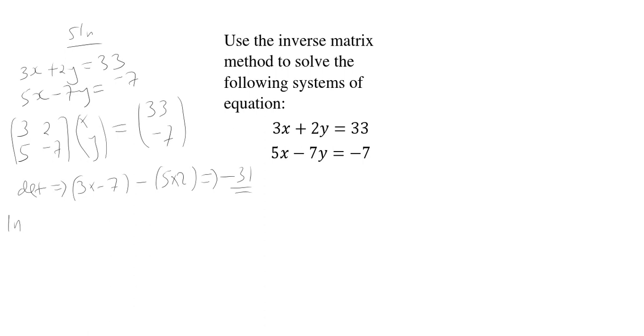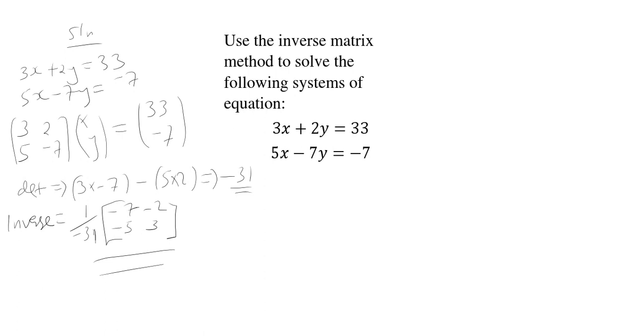The inverse of our matrix, we take 1 over determinant, which is negative 31, and we multiply with, we exchange the values on the main diagonal, and we change the signs of the other values. So we shall have the inverse as negative 7, then negative 5, we change the signs, then we exchange the main diagonal where we have negative 7 and 3 on the lower end. So this is the inverse.